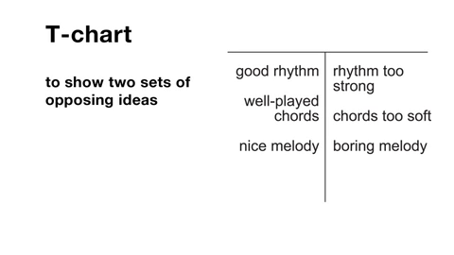A T-chart is a special type of table which shows two sets of opposing information in two columns. For example, advantages and disadvantages, or facts and opinions. In this example, you can see the positive and negative opinions about a piece of music.